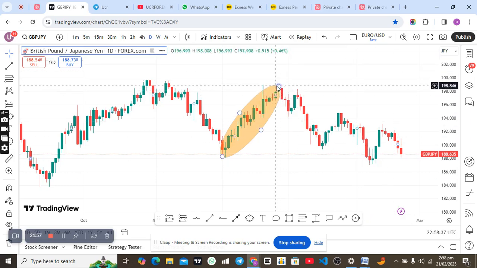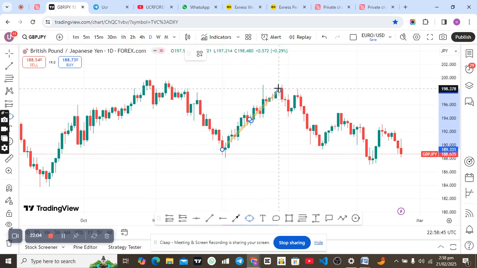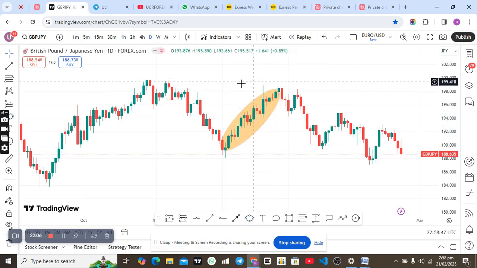Now, this is a daily time frame. If I mark out something that looks like this, and I move down to the 4 hour time frame, you are going to see some immediate highs and lows at every particular place.